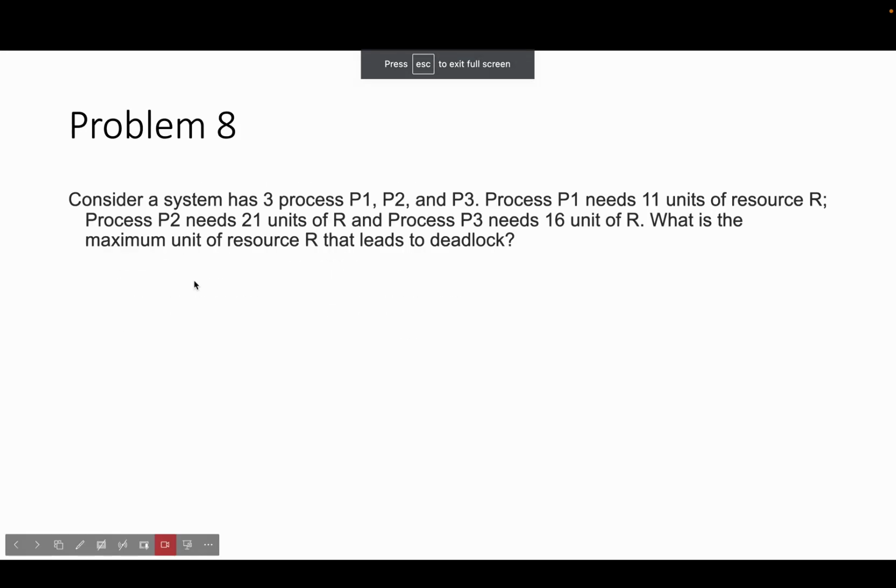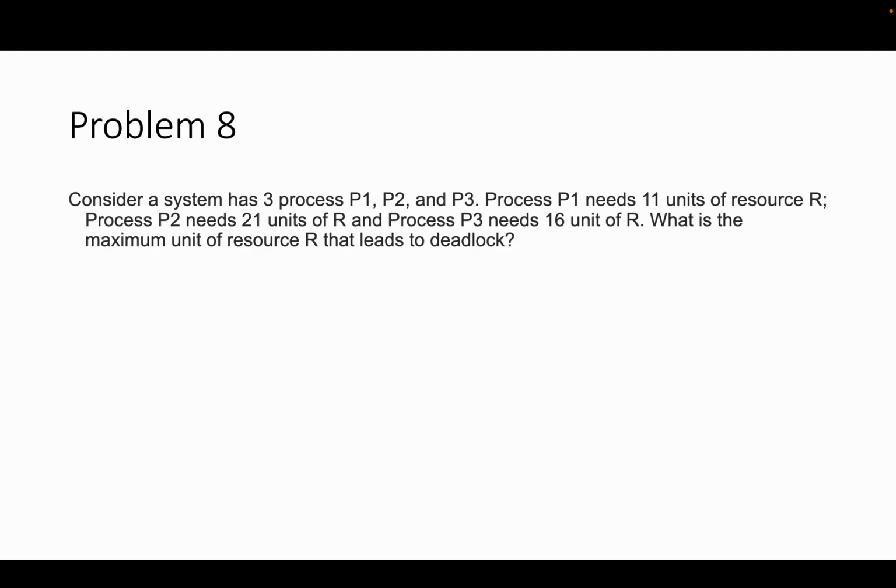Okay, so moving on. The next problem: consider a system that has 3 processes, P1, P2, P3. Process P1 needs 11 units of resource R, P2 needs 21 units of R, and P3 needs 16 units of R. What is the maximum number of units of resource R that leads to deadlock? So when does a deadlock happen? A deadlock will happen when the requests of all the processes are not fulfilled, and we do not have any free resources to fulfill those requests.